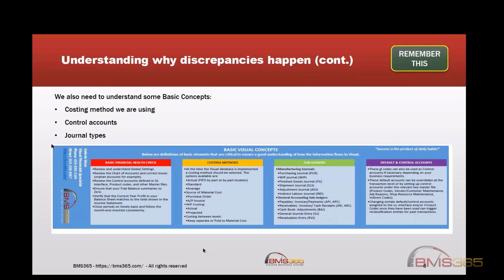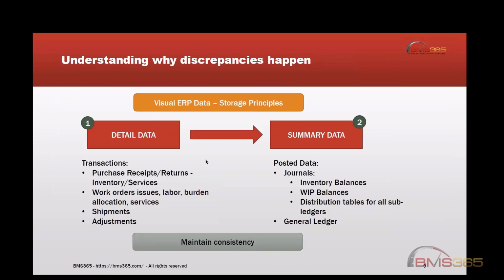And the other key concept is to know the journal types. Journal types are the type of subledgers that are in Visual. Subledgers are listed here under the green section. It is important for you to know that and to know the name of each subledger so you can go to the right place or identify the transactions as soon as they get posted.